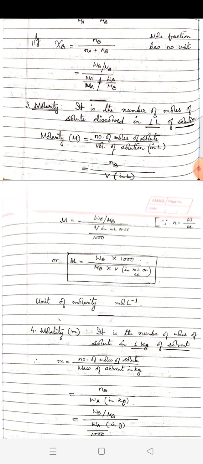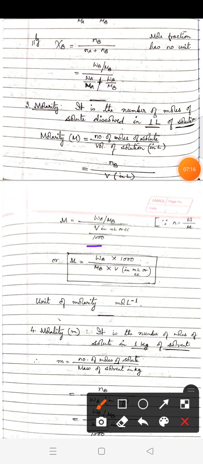Then we replace Nb by Wb by Mb, and V, since always we don't prepare a solution in liter, we make it in smaller quantity. So we write the unit of V to be milliliter or centimeter cube. But according to the definition it has to be expressed in liter. So we divide it by 1000 to convert milliliter or centimeter cube to liters. So when we rearrange everything, the formula for molarity becomes Wb by Mb into V. Don't forget to mention the unit here, into 1000 in the numerator.